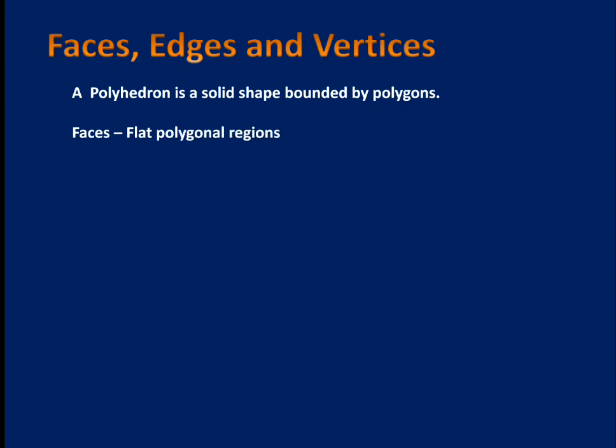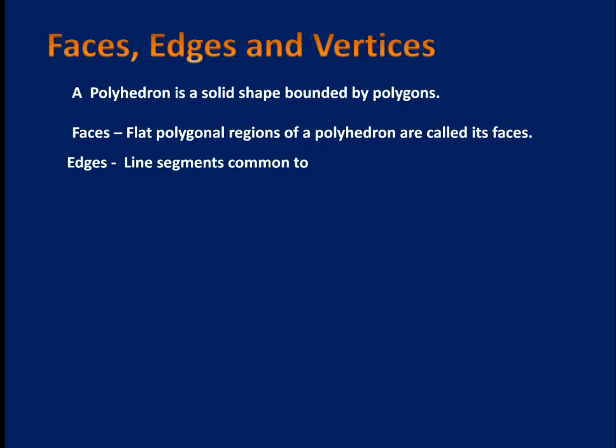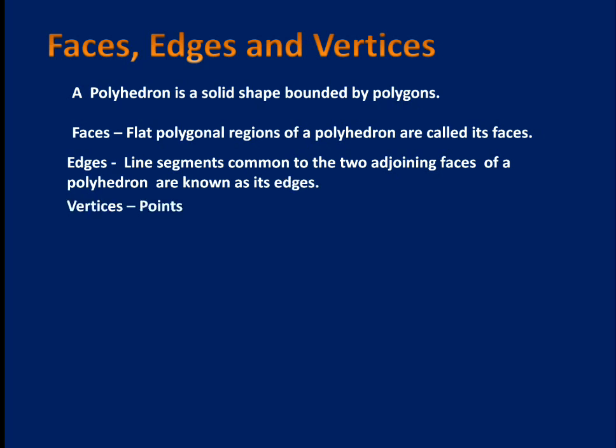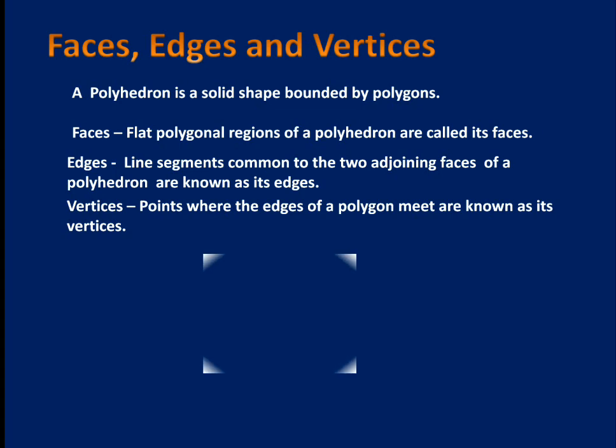Flat polygonal region of a polyhedron are called its faces. Number 2, edges. Line segments common to the two adjoining faces of a polyhedron are known as its edges. Number 3, vertices. Points where the edges of a polygon meet are known as its vertices. Okay. Now let us consider a cube.